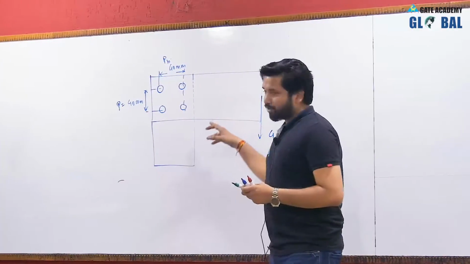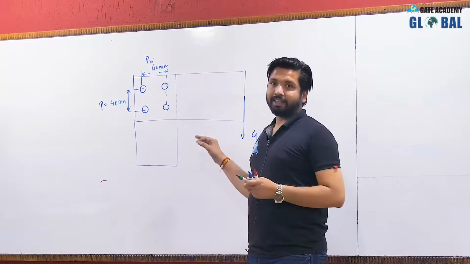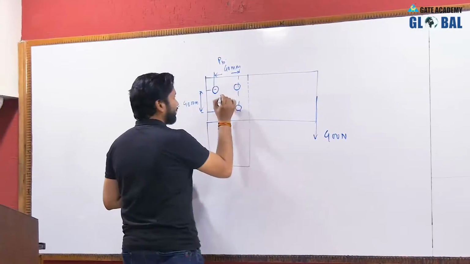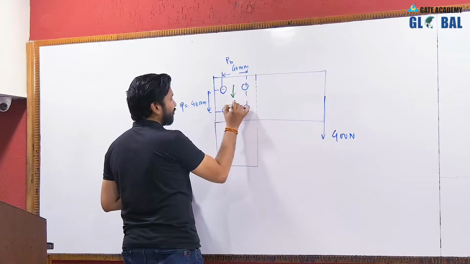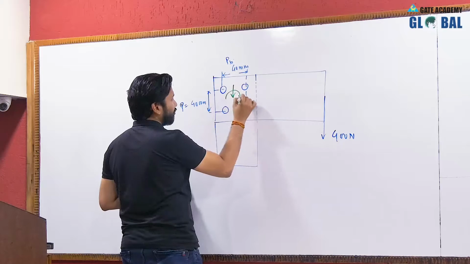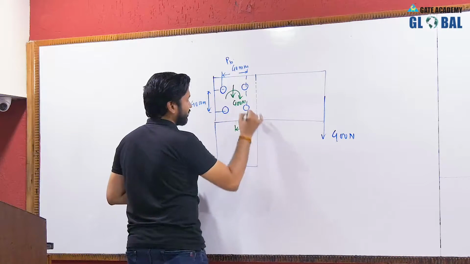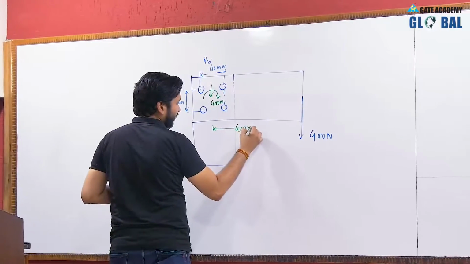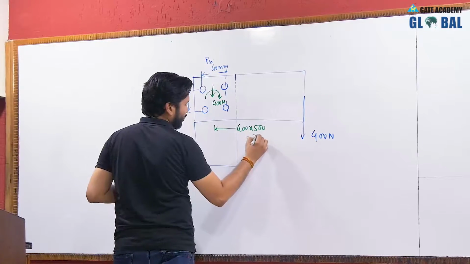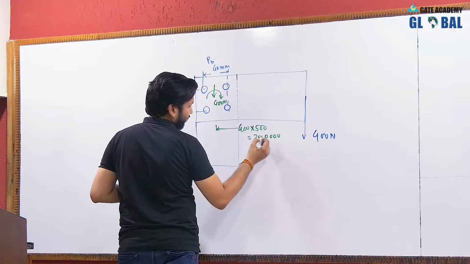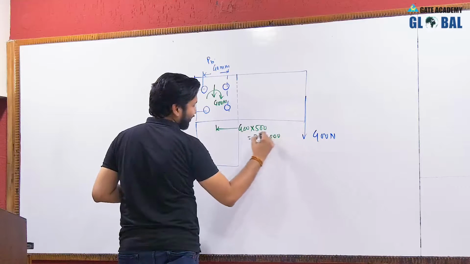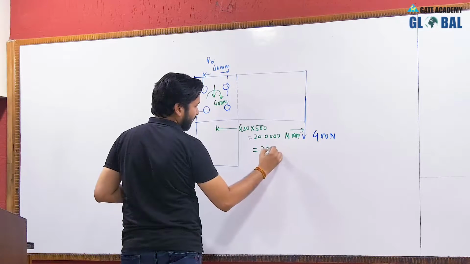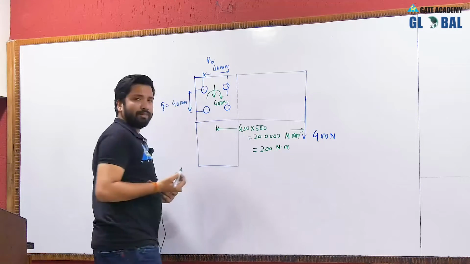Now there will be 2 types of loads. First will be the direct shear force, and second will be the secondary shear force. As you can see, this load can be replaced by 400 Newton, and this will create a moment of 400 into E. The eccentricity is 500 mm. So 400 Newton multiplied by 500 mm is 200000, that will be the torque in Newton mm, or you can write it as 200 Newton meter. This will be the moment.